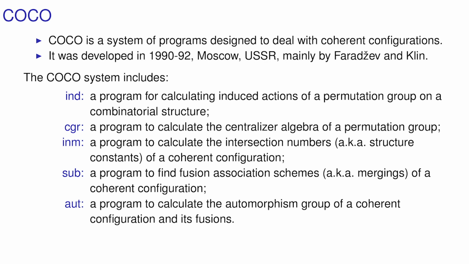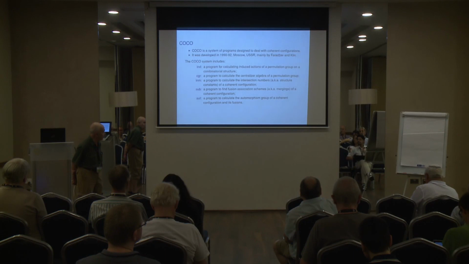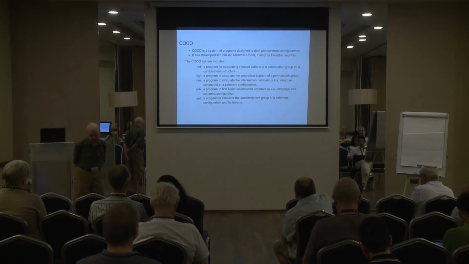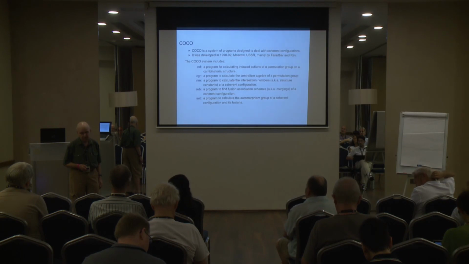So, the first tool is COCO, for coherent configurations. It was created a long time ago by Igor Faradzhev and my assistants. This is a very simple package, which works without any extra system like Magma or GAP. It has 6 main functions, which are described here. Probably the most surprising function is a program to calculate the automorphism group of a coherent configuration and its fusions. It depends on what the automorphism group is. If the automorphism group is imprimitive, then we have some difficulties. But my experience shows that if the automorphism group is primitive, then we can work with a graph which has a few thousand vertices. We can find the automorphism group of such a graph in a time comparable with fusions.